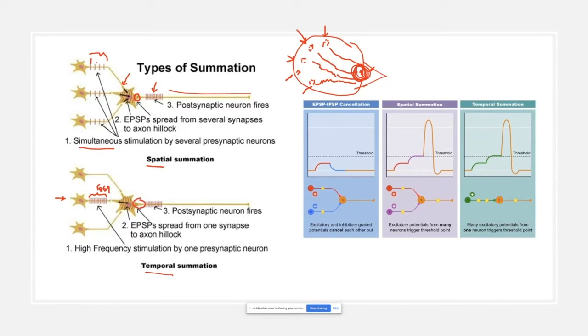Okay, we send these stimuli very fast, sodium enters very fast inside the cell, and there is no time for sodium to move out, so the axon hillock reaches threshold, and an action potential is produced.